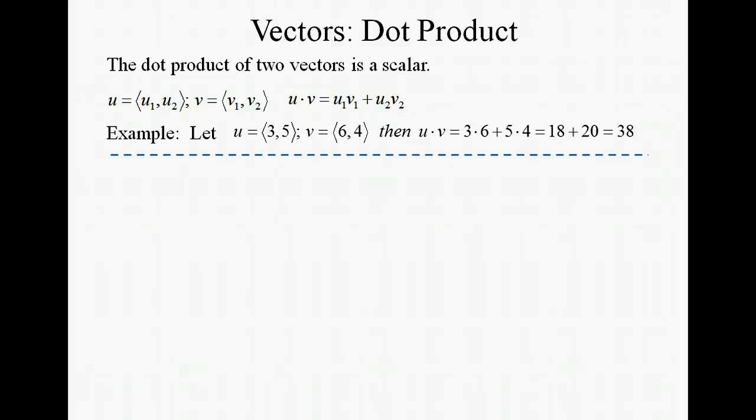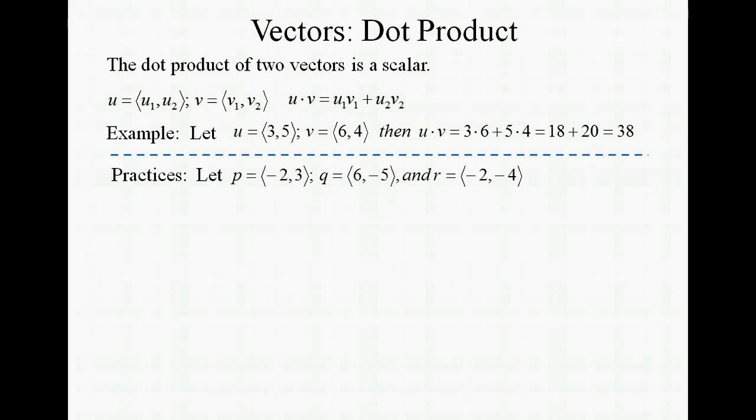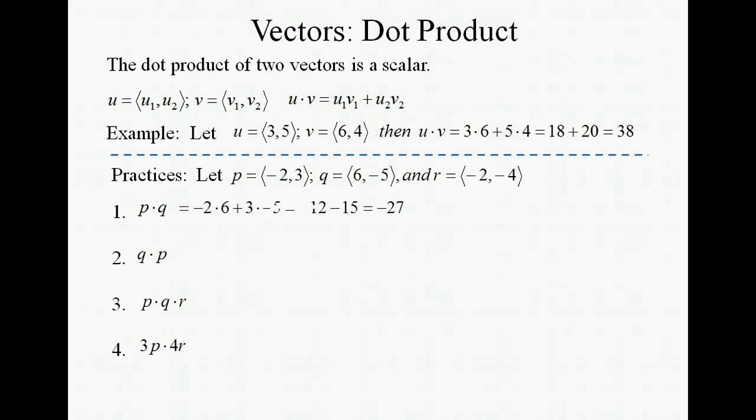Let's do some practice. Let's suppose that p is equal to the vector -2, 3, q is the vector 6, -5, and r is the vector -2, -4. Let's first find p dot q. Again, the dot product, you're going to multiply your x-coordinates together and add it to the product of your y-coordinates. And we get -27.